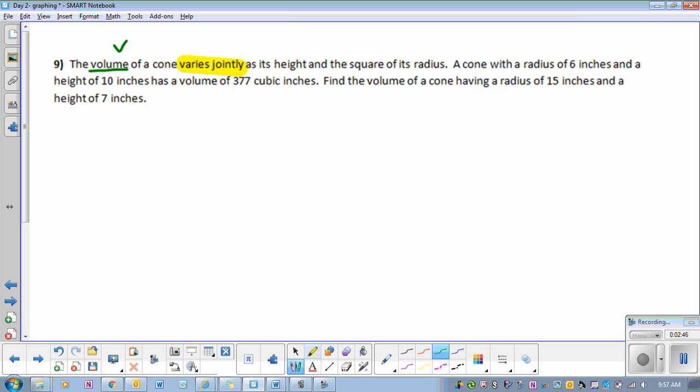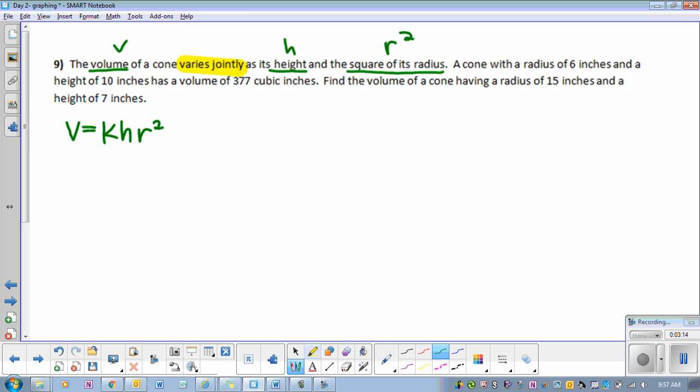Varies jointly, which is the same as direct. It just means that you have more variables. As its height and the square of its radius. So that's R squared. Right? Alright, so let's write this equation. Tom, you should write this stuff down. I'm doing like 3 problems. So the volume equals K H R squared.